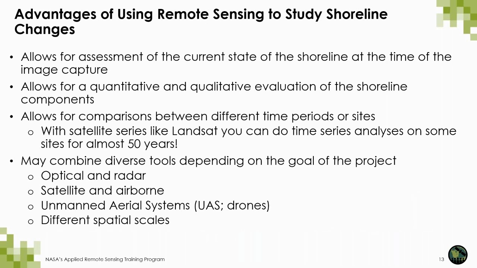So let's talk a little bit about some advantages of using remote sensing to study shoreline changes. Two of the main advantages of using remote sensing are that it allows for the assessment of the current state of the shoreline at the time of the image capture, and it also allows for both quantitative and qualitative evaluation of the shoreline components. And I want to mention, obviously, that with satellite series like the Landsat series, you can do time series analysis for almost 50 years. It's been around since 1972. And so it allows for comparisons between different time periods or even different sites.